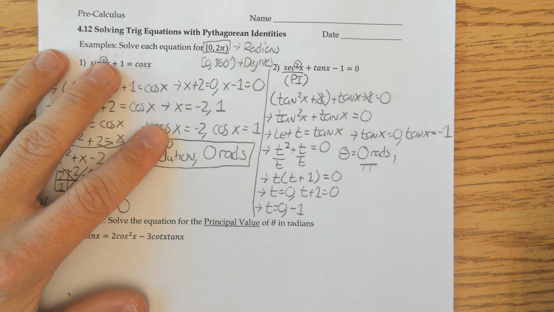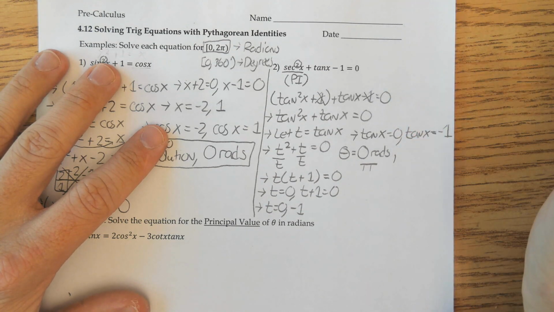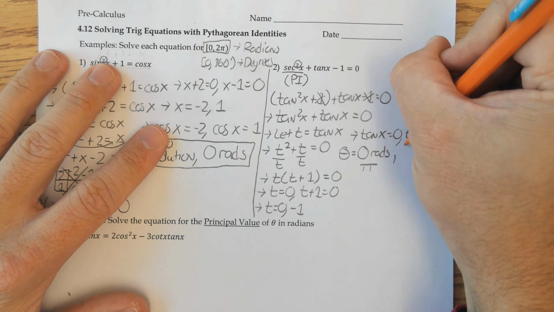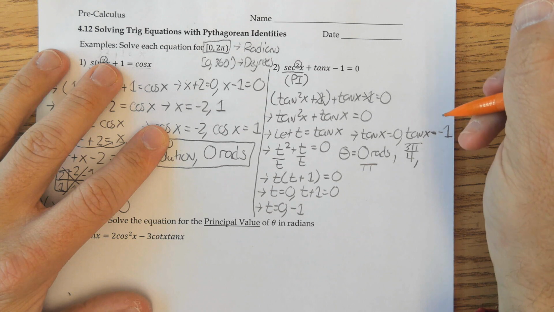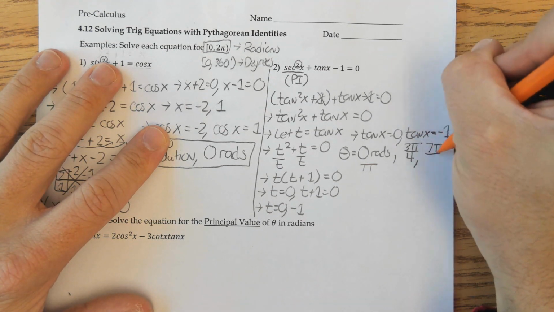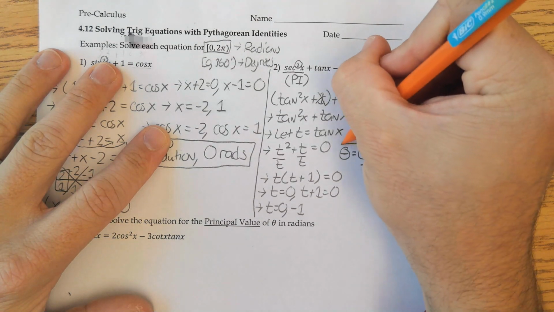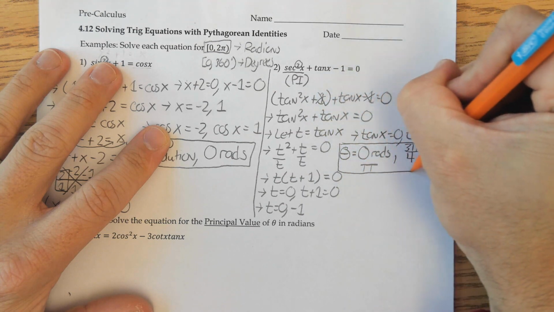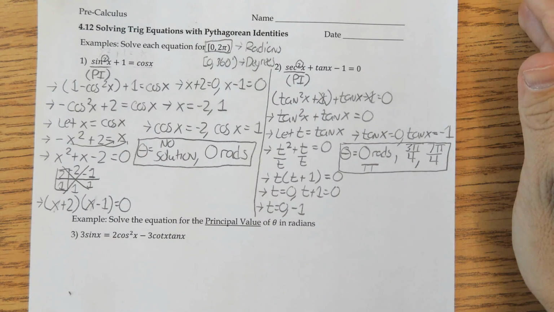And so recall, where is tangent negative? Tangent is negative in quadrants 2 and 4. And so in radians, in quadrant 2, the 45 family is 135, or 3 pi over 4. And then in quadrant 4, the 45 family is 315, or 7 pi over 4. So there you go, there is my answer. They're all in radians because it asked us to.